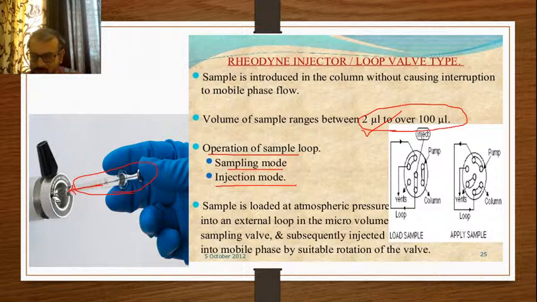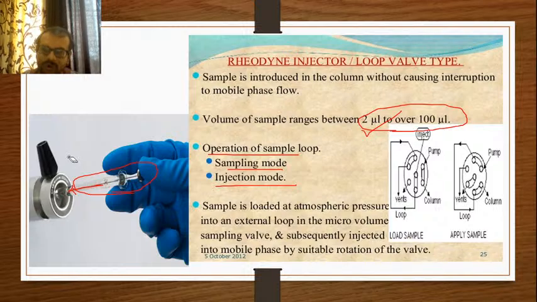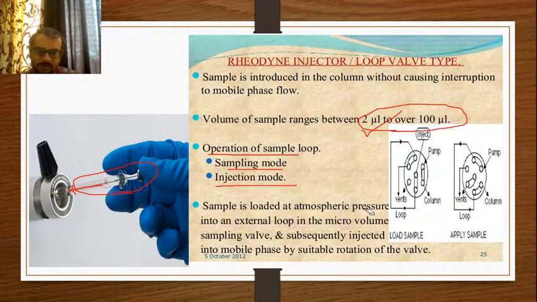Okay, this is a sample loading system, and if you tilt this knob towards injection, then your sample will get access into the column. Remember, there are two ways to move this knob. First you load the sample, and if the knob is kept at the injection pointer, your sample will gain access into the column. The sample is loaded at atmospheric pressure.